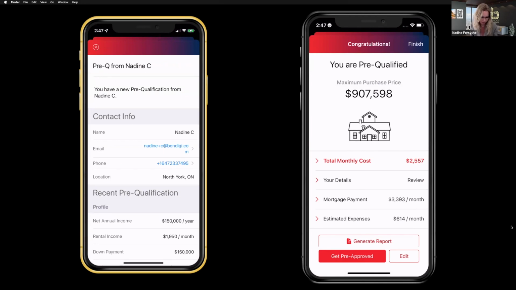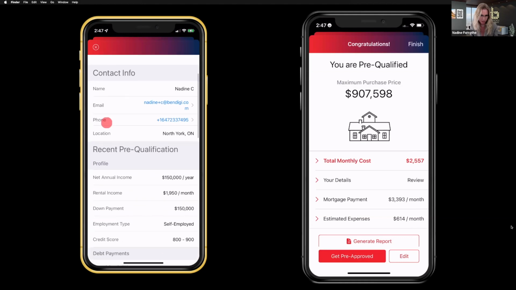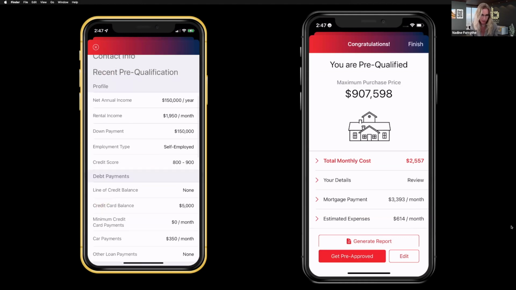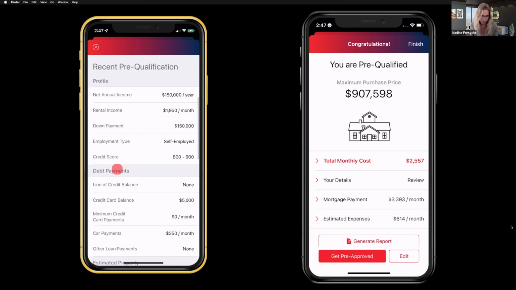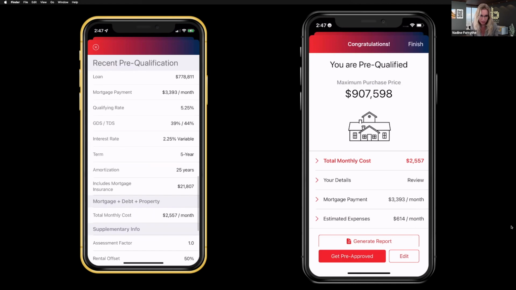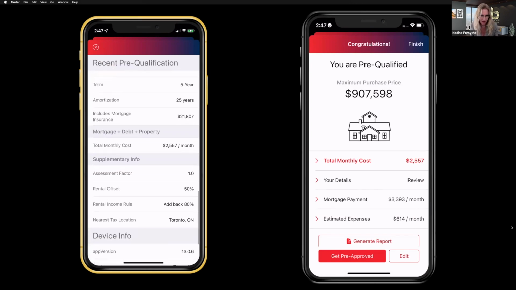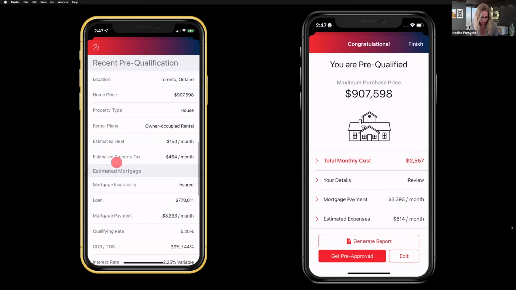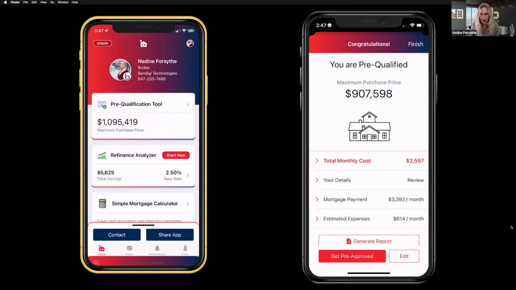So you now have verified email, the client's contact information as they entered it, their profile, their annual income, the rental income, their credit information for debt payments, the estimated property, the estimated mortgage. We even have the add back 80% for the rental income in here. So incredible amount of detail comes over to you instantly. Even if the client hasn't tapped here on finish and generated the report, you still get their contact information and you still get all of that data and the leads. So even if they don't proceed, you're able to have their information and you can reach out and start the full application.